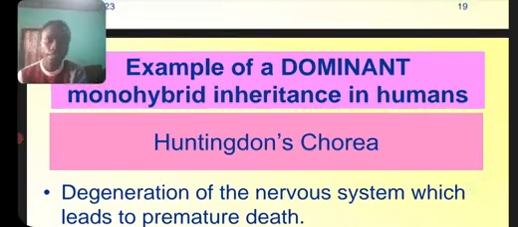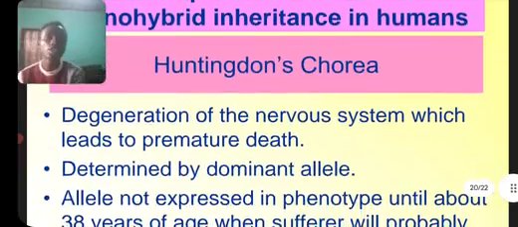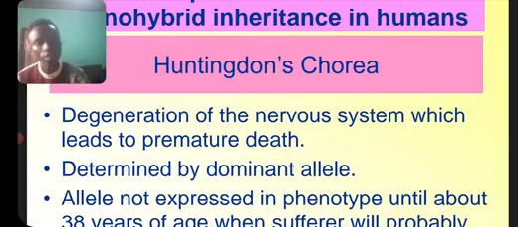Examples of dominant monohybrid inheritance in humans. So we have Huntington's chorea. It's a degeneration of the nervous system, which leads to premature death. So this is the dominant case that we're talking about. It's dominant. If they have an allele having this, you're going to suffer from it.